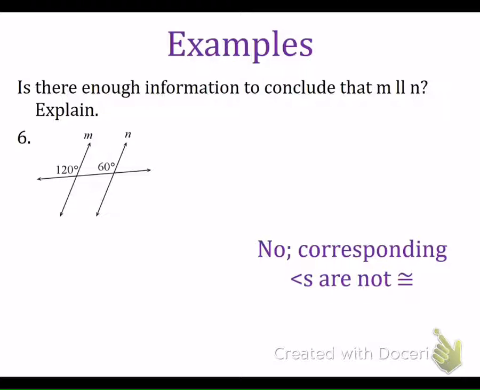So this is no. I don't even think "not enough information" works on this one, because there is enough information. I know for a fact these cannot be parallel. So you can give a definite no on this one. Corresponding angles are not congruent.